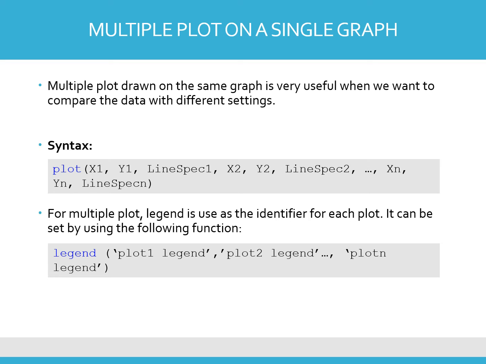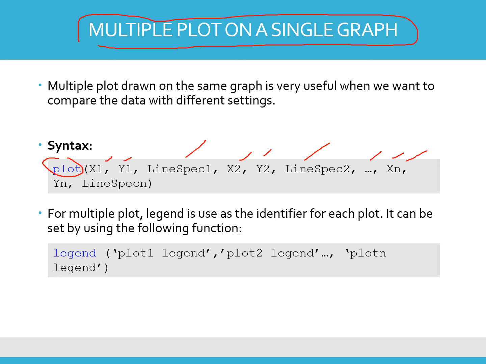So the next part is multiple plots on a single graph. If you want multiple plots inside a graph, you can use the same thing, plot. But instead of only x and line specification, you have to add additional data: x number 2 and y number 2, line specification number 2, and so on. So you just add the 3 variables, and then the next 3 variables. This is one set, this is one set, and you just separate them using commas. So simple, if you want multiple plots.